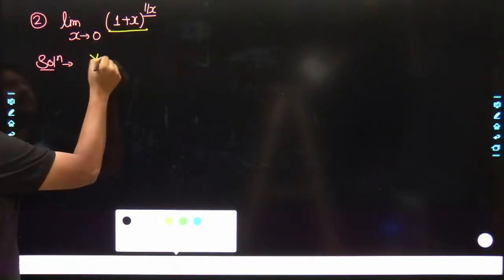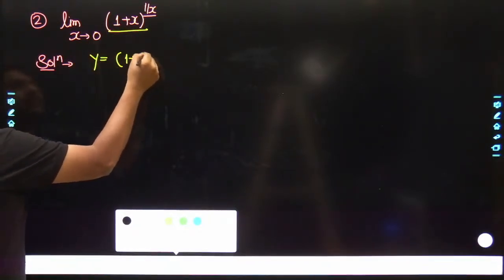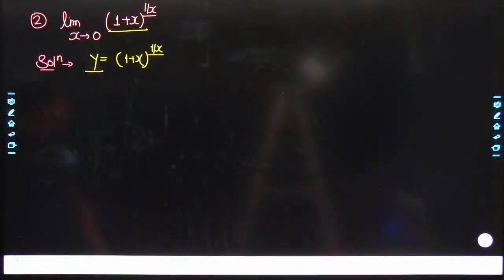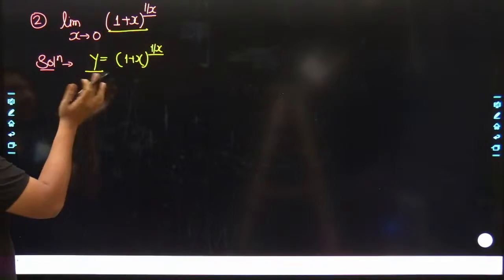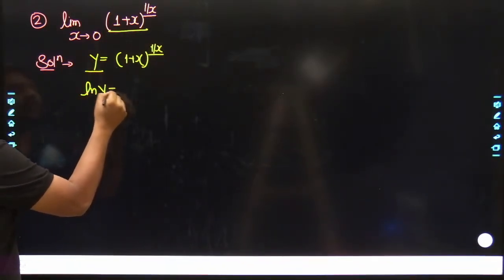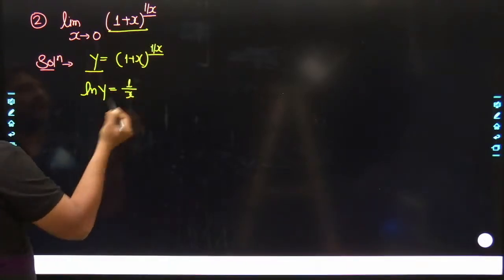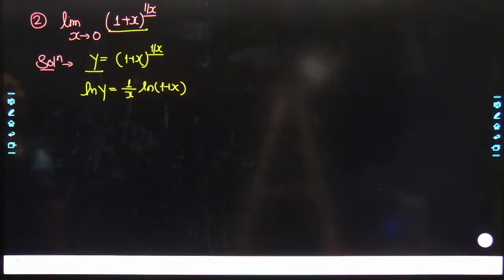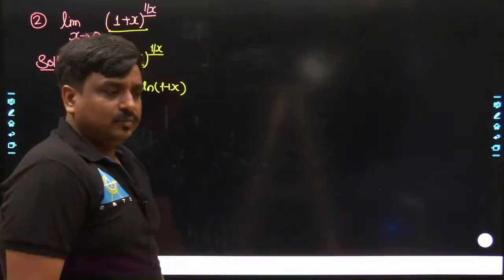1 plus x, which has been raised to 1 upon x, has been taken as y. Obviously y is a function of x. So now what I am going to do is take the natural log of both sides. The result we get in our hand is sort of this. Could you understand what I am saying?